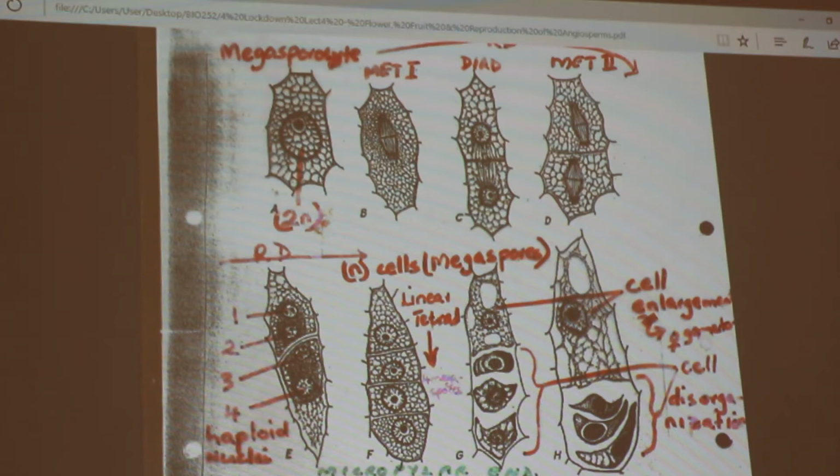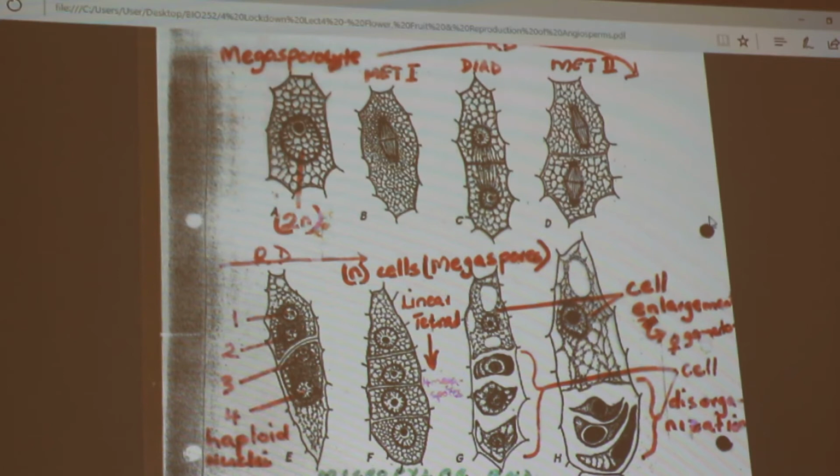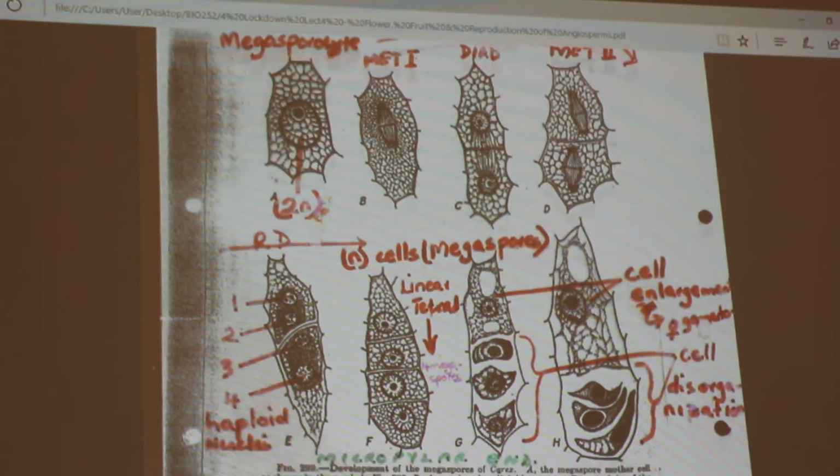Now, once this cell remains alone, it becomes bigger. So we have disintegration of these 2, and this one enlarges. Let's go on and see.